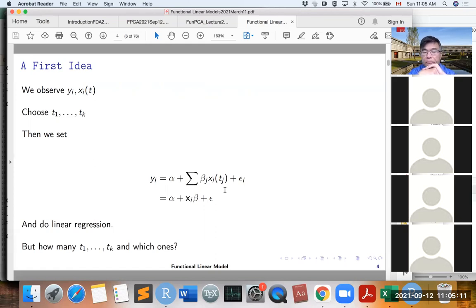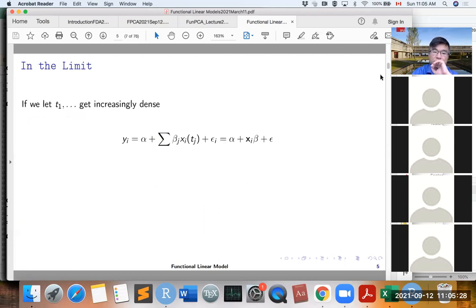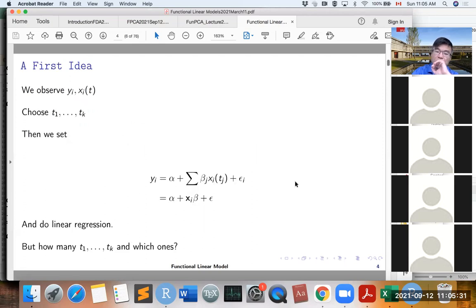The problem is, how many time points t1 to tk should we choose? In our example, we have 35 cities, so our sample size is 35. If we choose the time points too dense, larger than 35 time points, then it will definitely be overfitting. So that's the first problem.